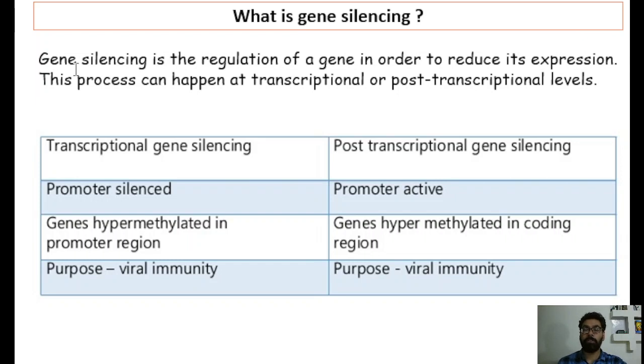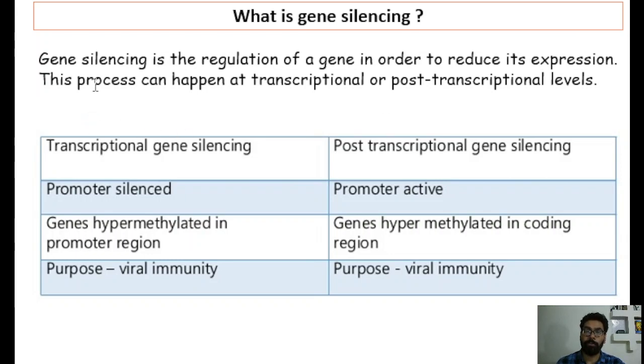So what is gene silencing? As you know the central dogma of life, any gene that has to function has to transcribe and translate into the protein. So if any process in between gets disturbed, it is called gene silencing. Normally the silencing happens at the transcriptional level, that is the conversion of DNA to RNA, or at the post-transcriptional level, after the conversion of DNA to RNA and before the protein production.